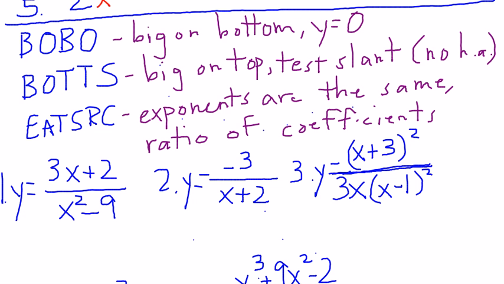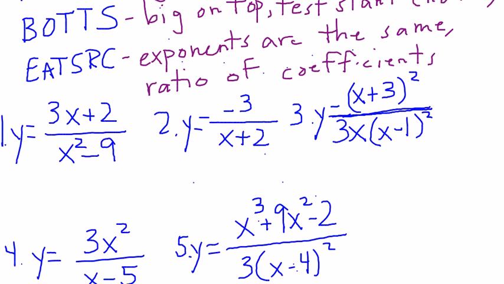So for example, on 1, 2, and 3, so on number 1, well, the degree of the top is 1, the degree of the bottom is 2, it's big on bottom, so the horizontal asymptote is y equals 0. On number 2, it's negative 3, I'm going to draw an x to the 0, degree is 0, x to the first, well, 1 is bigger than 0, so it's big on bottom, horizontal asymptote is y equals 0.